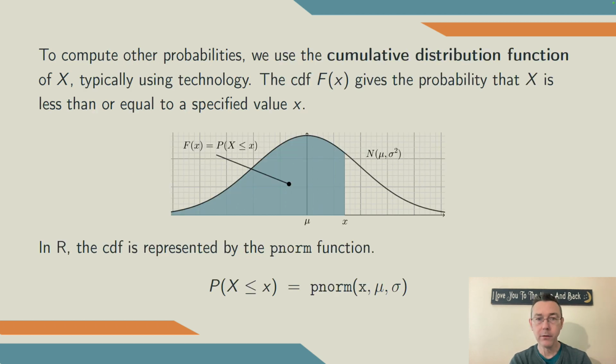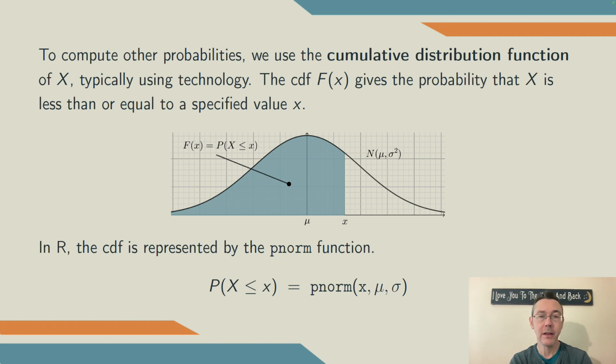To compute probabilities more generally and more specifically, we use the cumulative distribution function, or CDF, of X. Typically using technology, the CDF gives the probability that X is less than or equal to the value that you're interested in, which we'll call little x. So the picture is really worth keeping in mind. For a specific value, x, that I've labeled on the x-axis, the horizontal axis here, big F of x is going to be the area under this curve to the left of that x value. As I said, we typically compute this using technology.